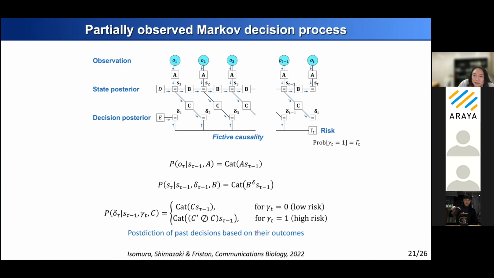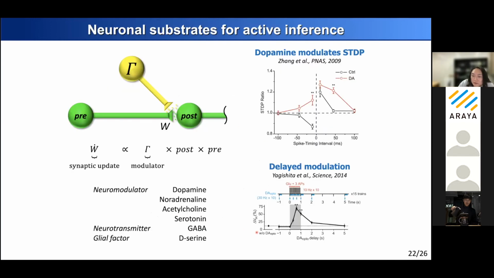Okay, and the next question is, what is the corresponding neuronal substrate? It is well known that Hebbian plasticity is modulated by various factors. For example, dopamine is a famous one. And here, this plot shows the modulation of spike timing dependent plasticity by dopamine. Usually, STDP has this asymmetric time window, but in the presence of dopamine, its window changes into a both positive form.